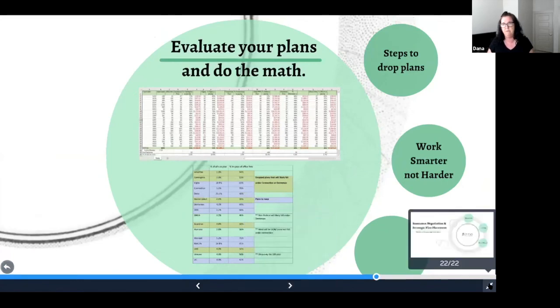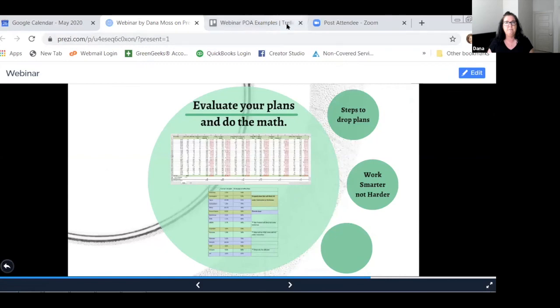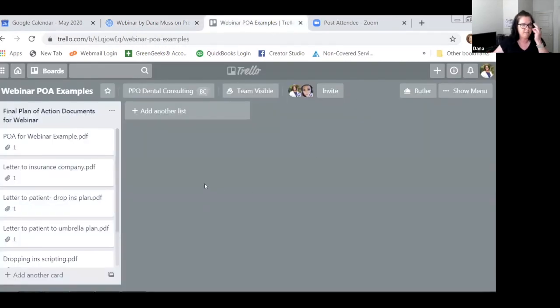All right. So one of the things I want to share with you right now, and I'm gonna minimize this real quick, okay? Because I want to show you guys something else. So here, this is what we use for plan of actions. So we use Trello. We love using Trello. Kelly's heard me say that numerous times.